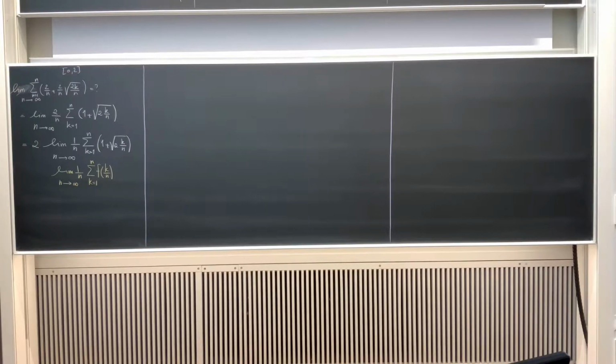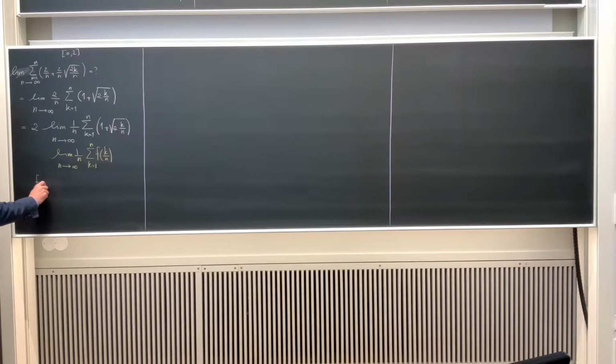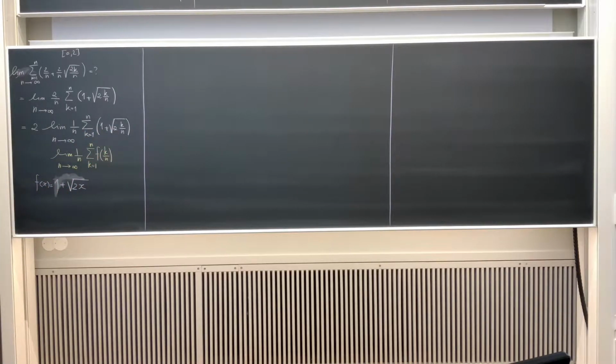What function is involved in this problem? f of x is what? It is 1 plus the square root of 2x. Yes, this is the function, because as I told you, in your sum, k over n actually plays the role of your x.